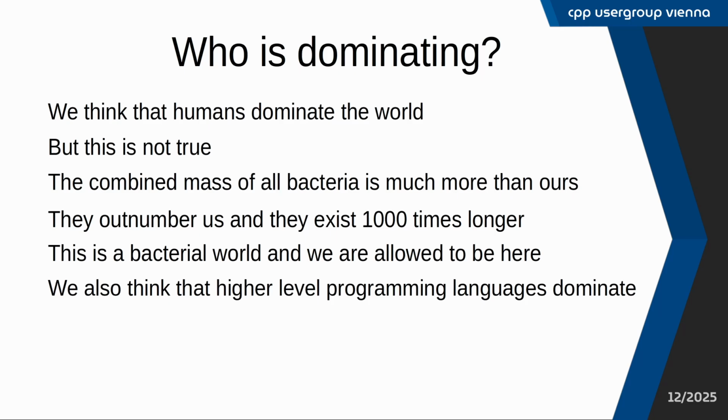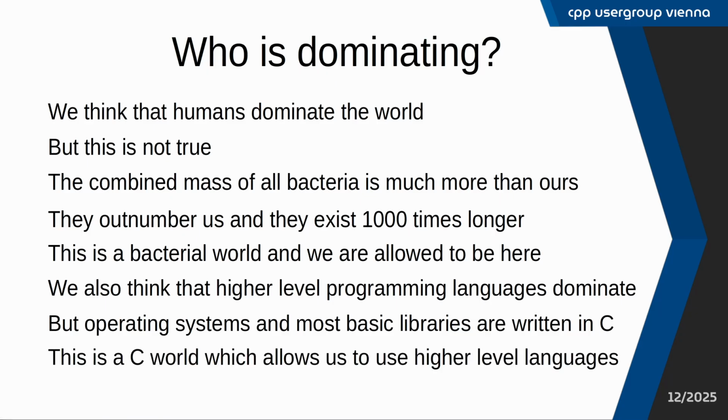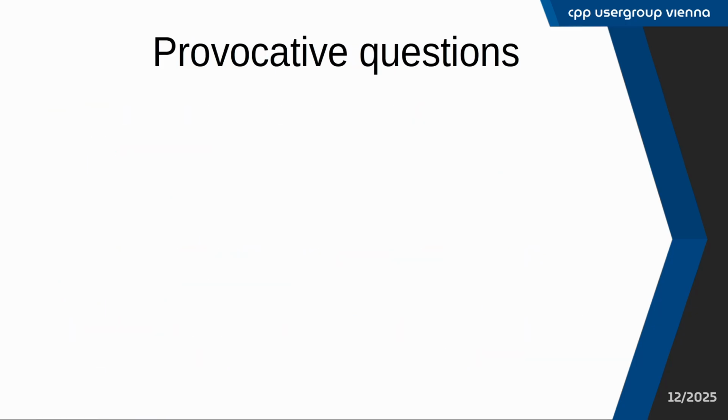And we also think that higher-level programming languages dominate. But the operating system and most basic libraries are written in C. And this is a C world, which allows us to use higher-level programming languages. And now some provocative questions.